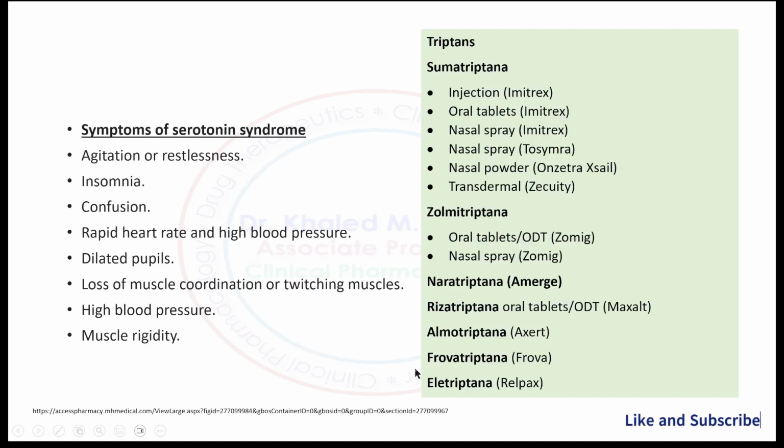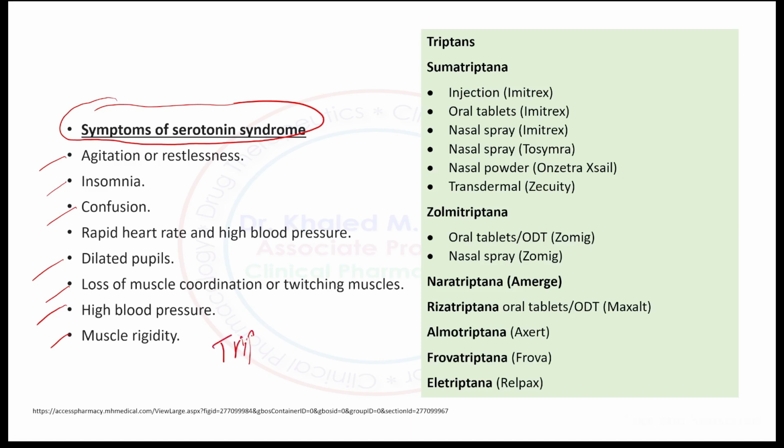Okay, here we have some symptoms of serotonin syndrome, like agitation, insomnia, confusion, dilated pupils, high blood pressure, muscle rigidity, loss of muscle coordination, twitching muscles. All these could belong to serotonin syndrome, and this is related to the use of triptan plus antidepressant. For this reason, we don't recommend using them together.